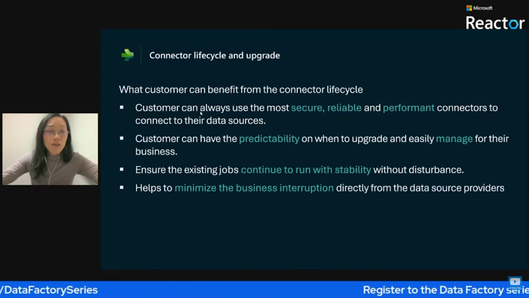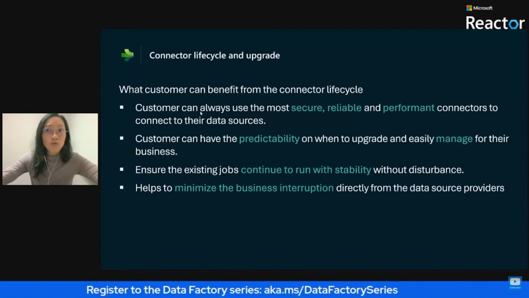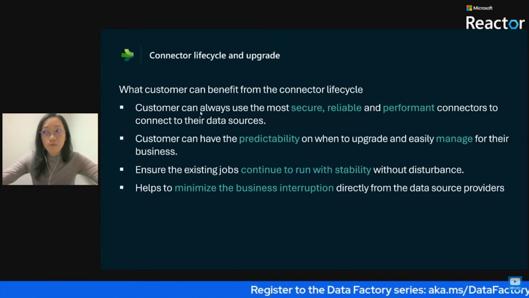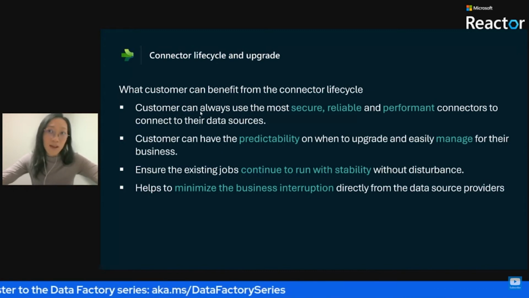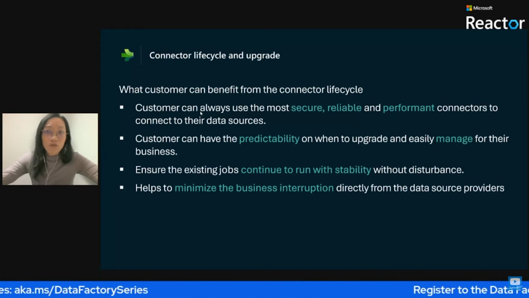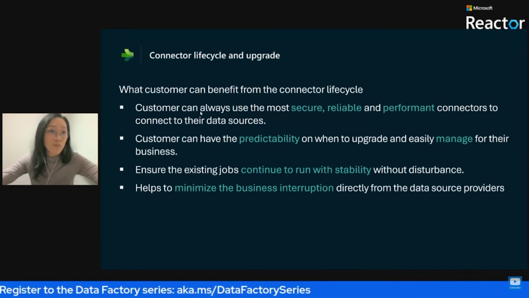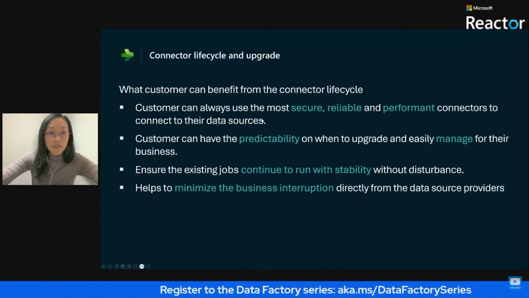And also, because we work from a connector perspective, we work very closely with different data providers. We also want to make sure that the service we provide within the connectivity can help our users run their pipelines and their data movement and transformation jobs without any disturbance brought by the different data providers. That means we are trying our best to provide that lifecycle and help business users manage their pipelines in a manageable cadence, so that it could minimize the business interruption coming directly from different data source providers.